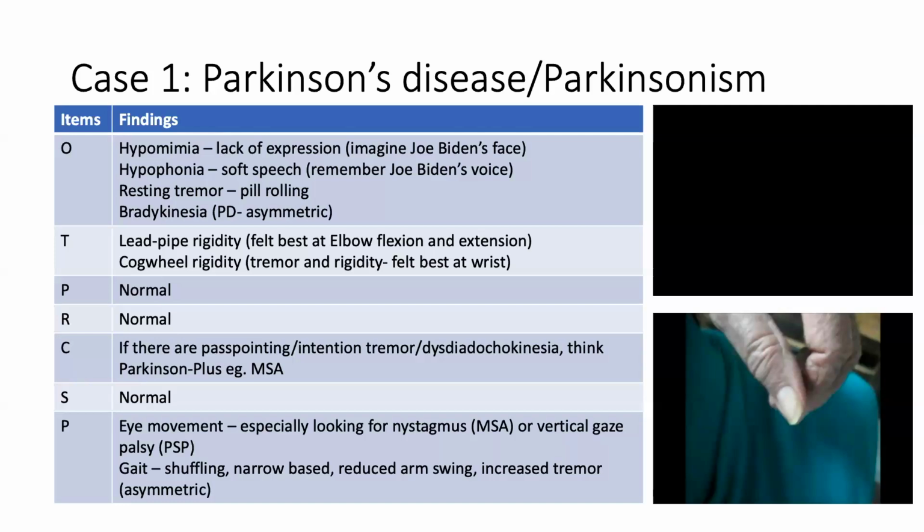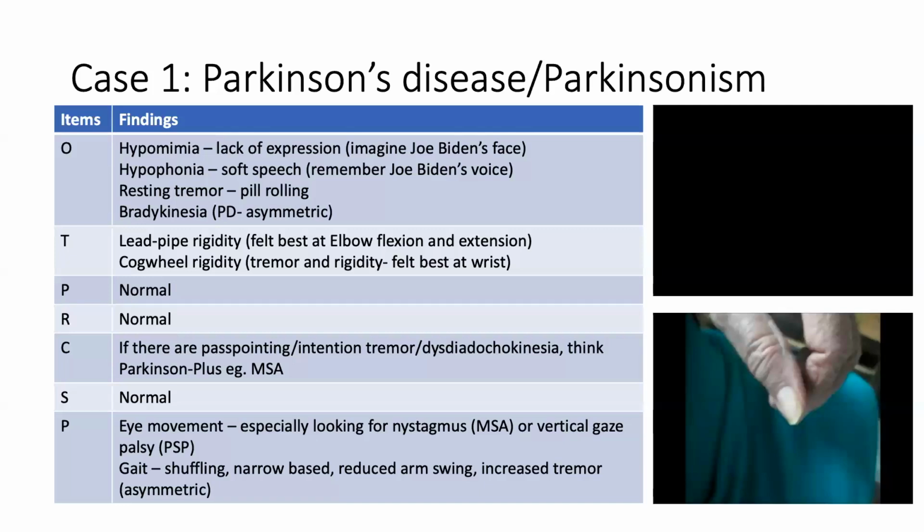So let's start with observation. When you approach a patient, observe the patient top to toe. The patient is going to have hypomimia. They have lack of expression. And just imagine Joe Biden's face. I always tell people, just imagine Joe Biden's face. That's a Parkinsonian facial expression. And then hypophonia, very soft speech. And again, remember Joe Biden's voice. That's a Parkinsonian voice, very hypophonic. And the volume gets lower and lower as the person speaks.